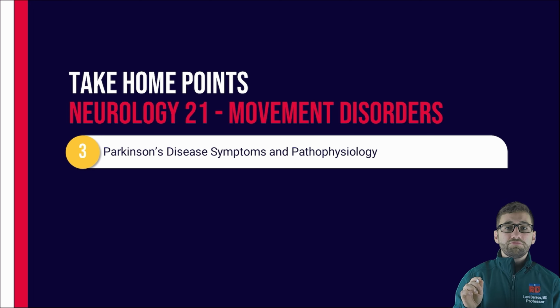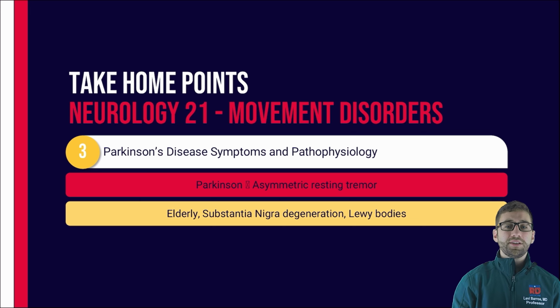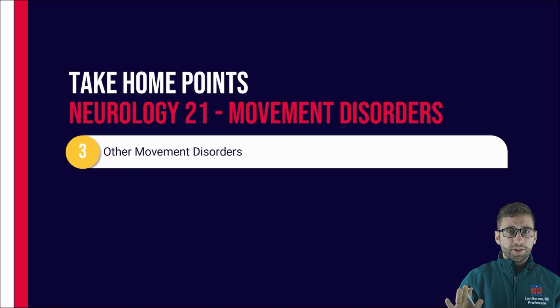Parkinson's disease typically presents with an asymmetric resting tremor, more common in elderly patients. The underlying pathophysiology involves degeneration of the substantia nigra and the presence of Lewy bodies, which are abnormal aggregates of protein. Now, going away from the Parkinson's subject, let's talk about different movement disorders.